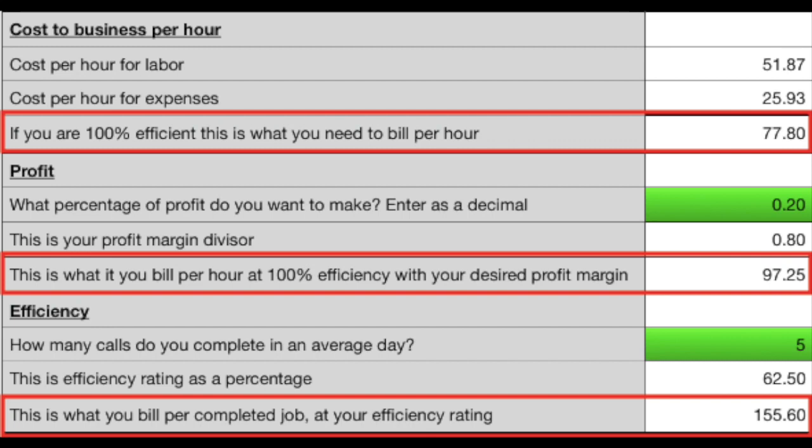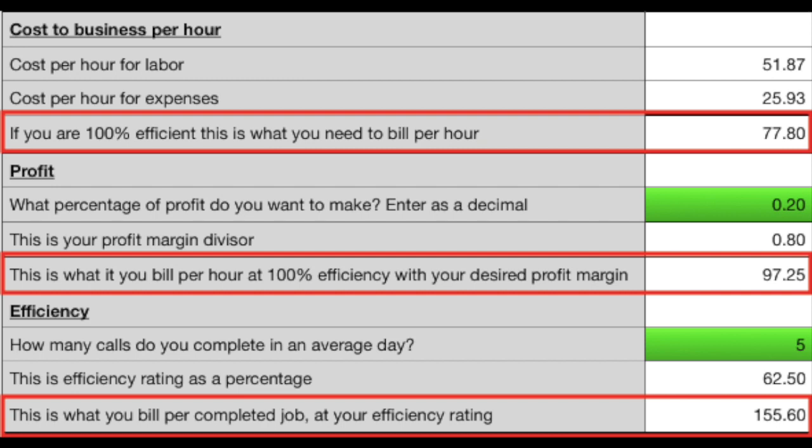I realized I kept saying that this is what it will cost you to run the business per hour, but it's not quite accurate. What it really means towards the bottom there is what you need to bill per hour to cover your expenses, and that becomes more important when you're factoring in your efficiency.